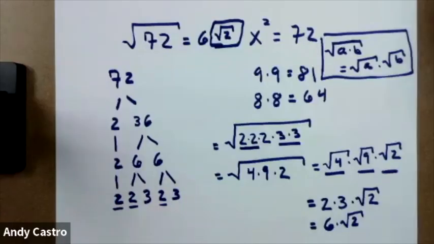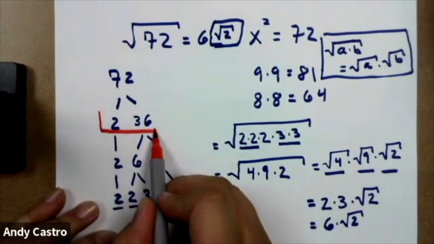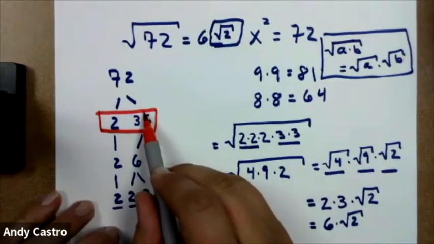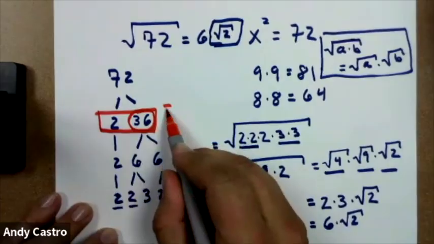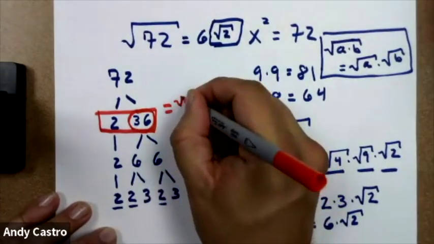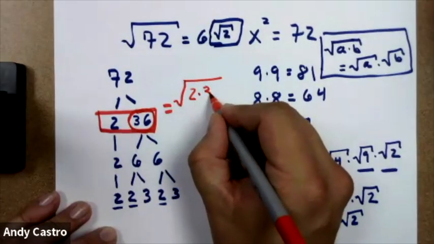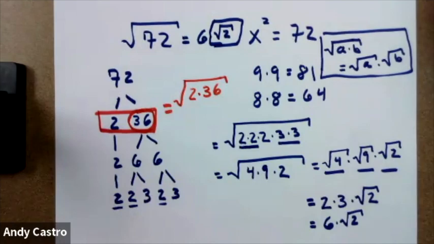Okay, so I told you I was going to show you something in here. Notice what we can do right here, 2 times 36. Since I know that 36 is a perfect square, I could have rewritten this as the square root of 2 times 36, because that also gives me 72, okay?